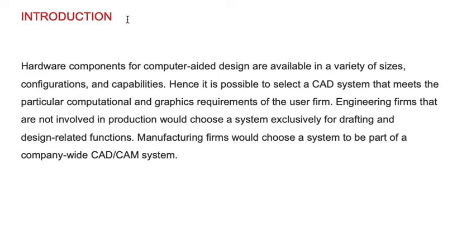Coming to the introduction. The hardware components for computer aided design are available in a variety of sizes, configurations, and capabilities as well. Hence, it is possible to select a CAD system that meets the particular computational and graphics requirements of the user firm. Engineering firms that are not involved in production would choose a system exclusively for drafting and design related functions. Manufacturing firms would choose a system to be part of a company wide CAD CAM system.